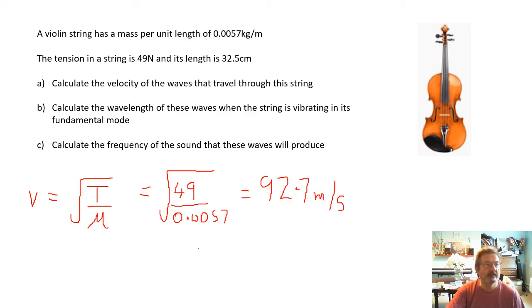The wavelength, now fundamental mode, we remember that the length of the string is half a wavelength. So for the fundamental mode, the length of the string is lambda over 2, so the wavelength is twice the length. So the wavelength will be 2 times 32.5, which will be 65 centimeters, which is 0.65 meters.